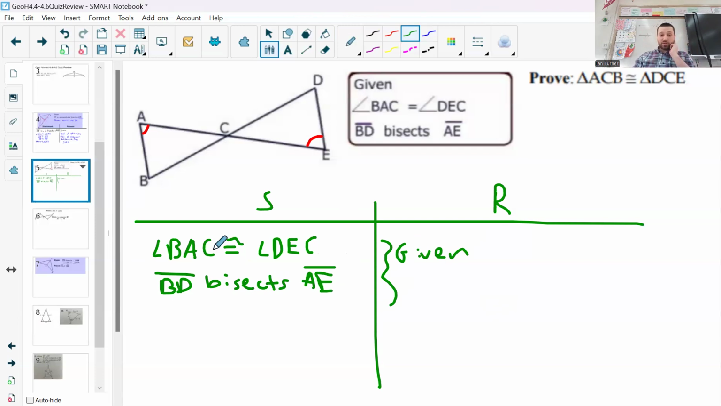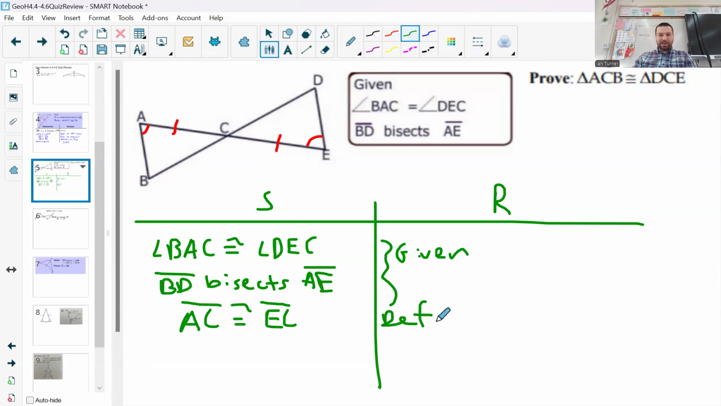Okay, so we marked our first given, right? So we don't have to do anything there, but we do have to do something with the bisector. So BD is bisecting AE. So AE gets split into two pieces. So we get AC and CE. So we're going to put that. We're going to say AC is congruent to, we're going to call it EC. Okay, and that's definition of a bisector.